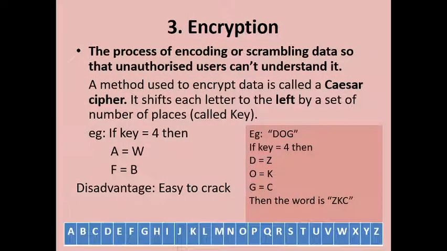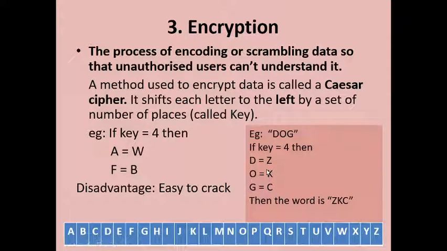Encryption method. Now, what does encryption mean? This is a process of scrambling data. Then an unauthorized user can't understand it. In this method, we are going to use a key. The key is equal to 4 in this example. Now consider this example. I have taken a word, dog, D-O-G. Now, if the key is equal to 4, then what will happen?